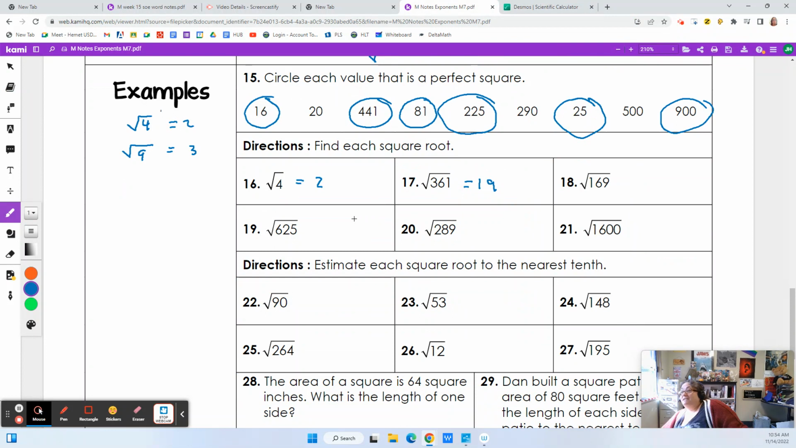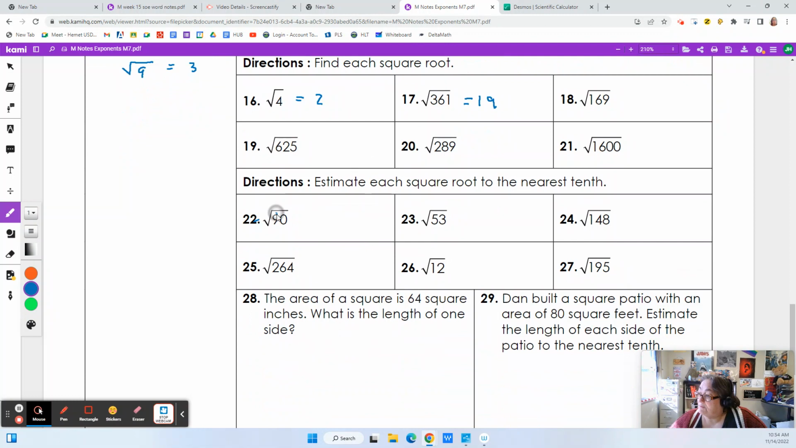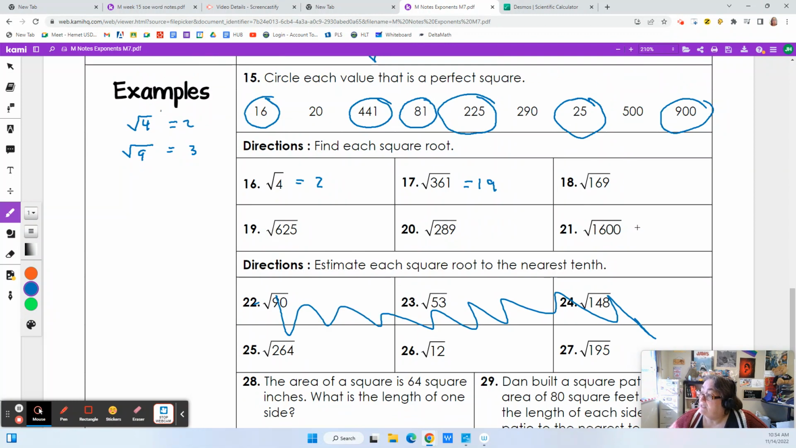I know I ran long today because that was the bell. You're not having to do any problems like this where you're looking for the nearest tenth on your assignment. So you're only going to have to do these kind of problems, where you have to find what's the thing that makes it work, right? What's your square root? You know there's going to be something. Use your calculator and Desmos to find it.